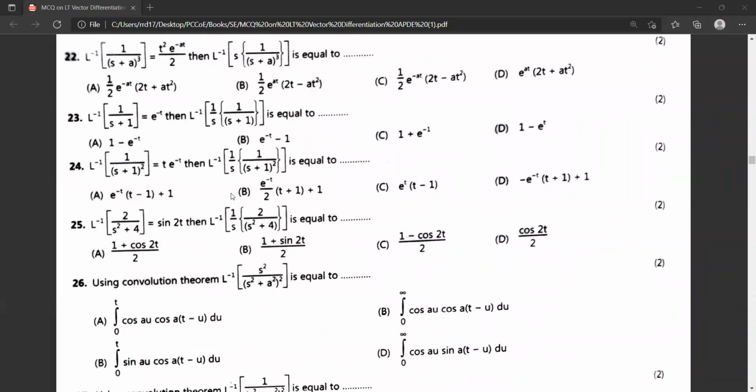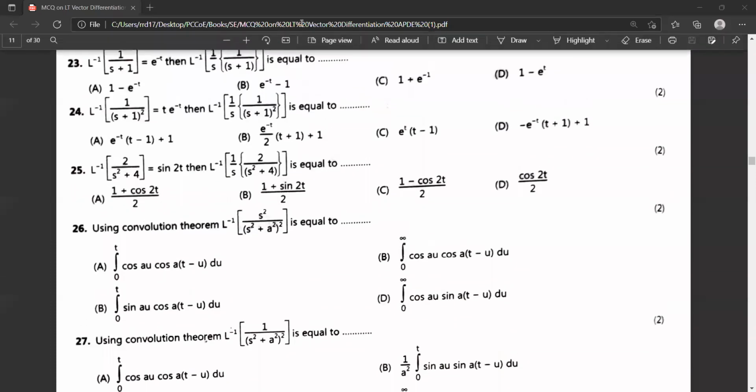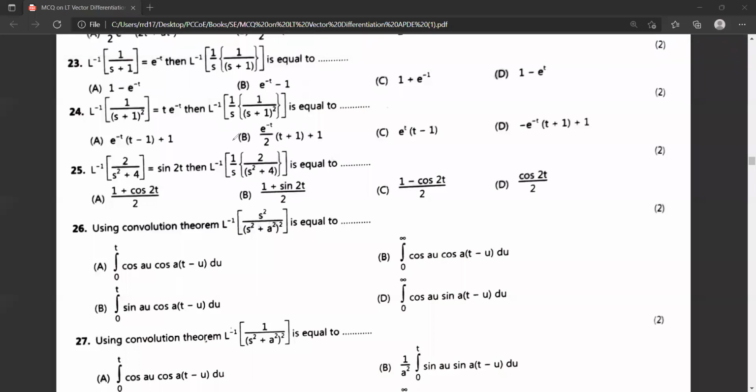Okay. So this 1 by s property is there, so they have used the 1 by s property. Now what does the 1 by s property say? Answer me. If there is 1 by s, what happens? Integration. Yes, just integration. Right? So if there is f of s upon s, it is the integral from 0 to t of f of t dt.